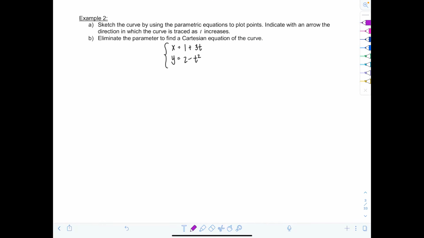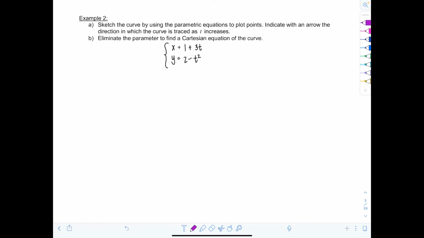All right, example 2 says sketch the curve by using the parametric equations to plot points. Indicate with an arrow the direction in which the curve is traced as t increases. And then part B, eliminate the parameter to find a Cartesian equation of the curve. So if you'll notice here with these parametric equations, there's no limits given on the parameter t. And I noticed that for both equations, x and y, I can substitute in any value of t and they will both be well defined.